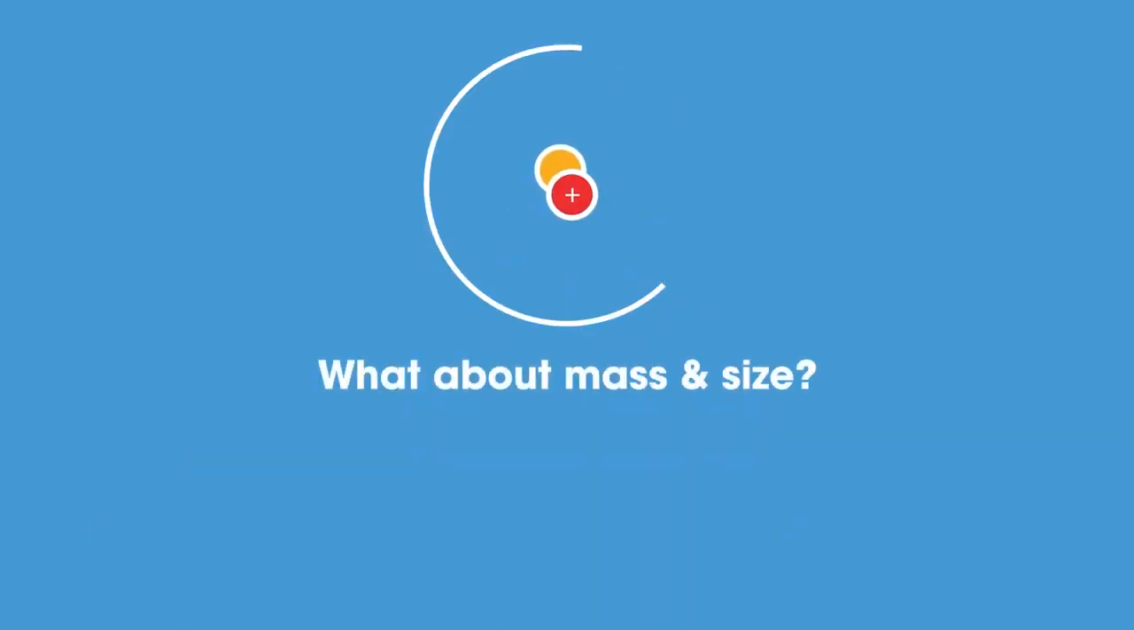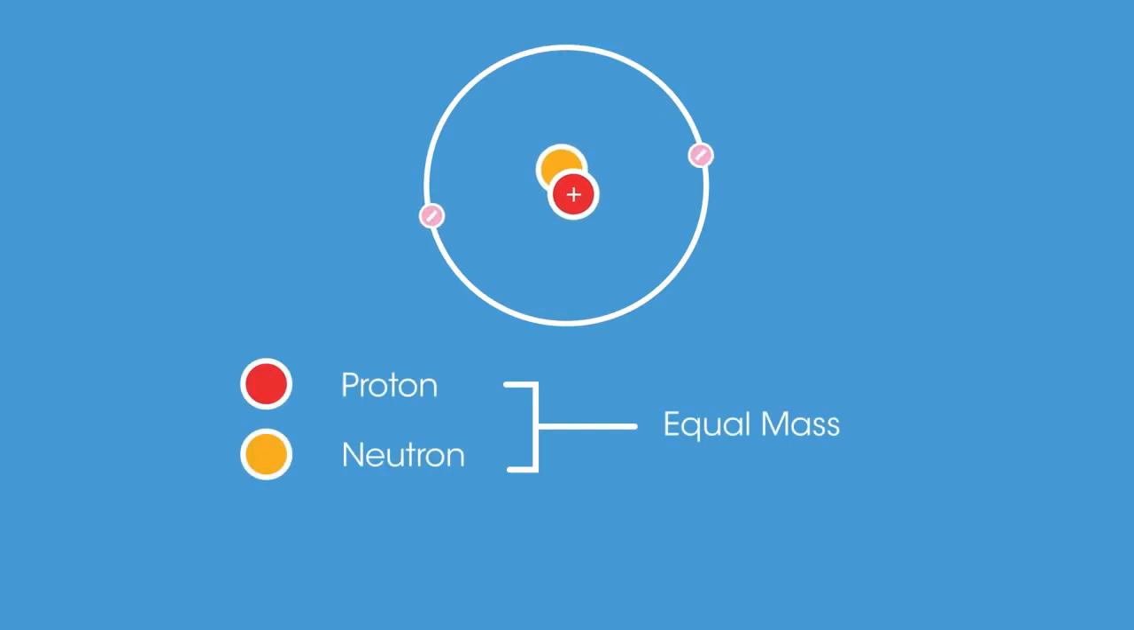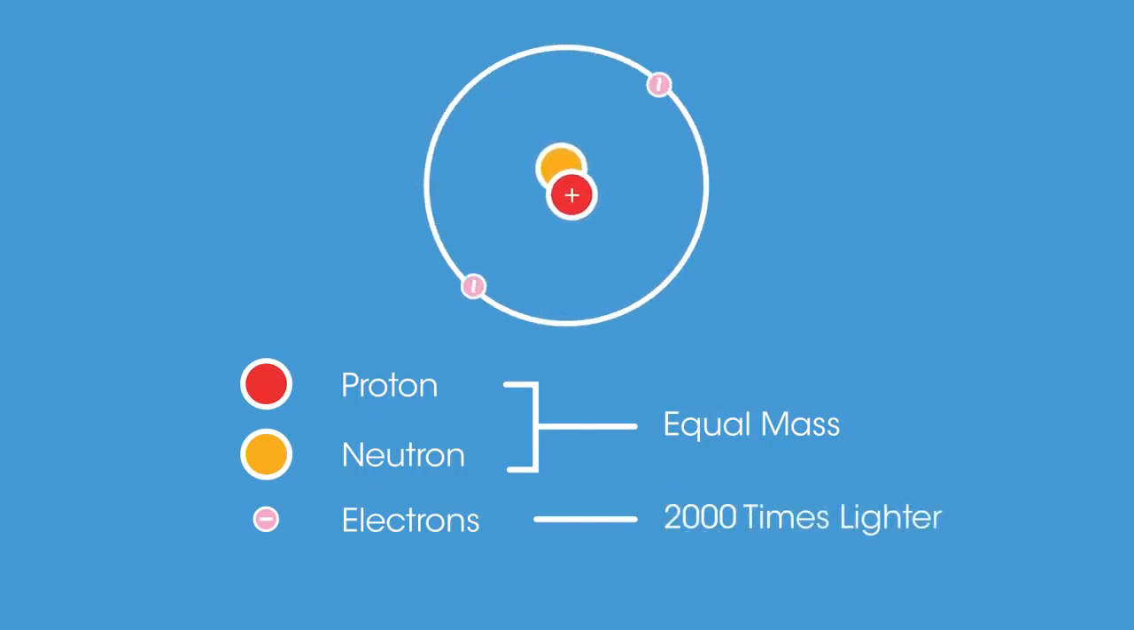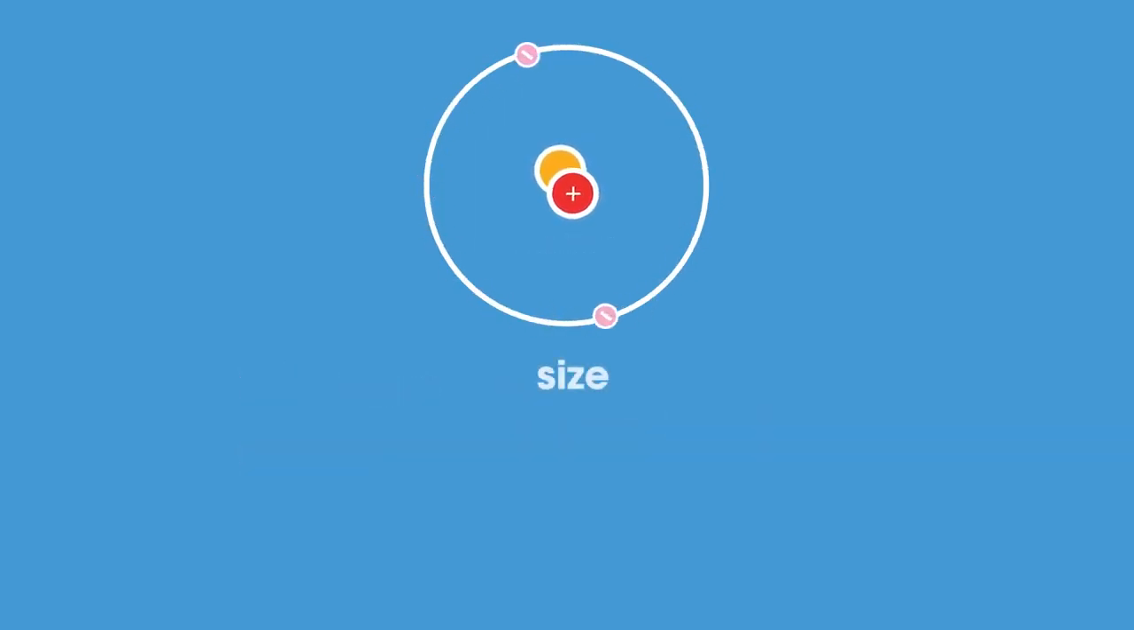What about its mass and size? Protons and neutrons have the same mass, but electrons are so small they weigh almost nothing in comparison to protons and neutrons. In fact, they are around 2,000 times lighter. As a result, the mass of an atom is concentrated at its nucleus. So that's the mass of an atom. Let's talk about its size.